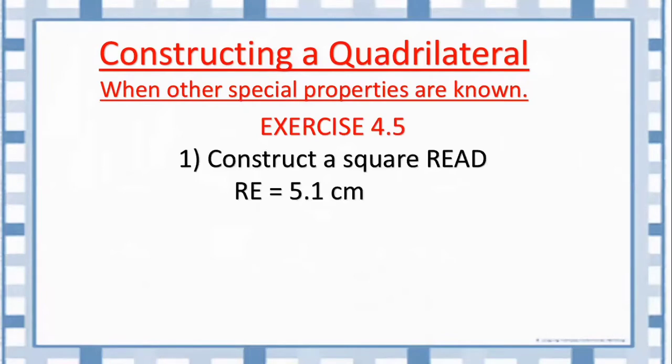First question. Construct a square READ. RE is equal to 5.1 centimeter. As you all know, in a square, all sides are equal in length and all angles are also equal. That is, each angle is a right angle, 90 degree. Now we can see how to construct a square READ.